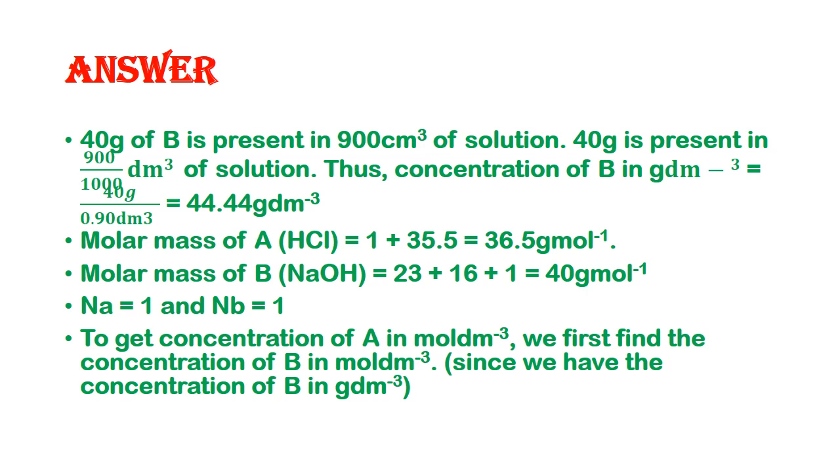So we can calculate the concentration of B in mole per dm cube using: concentration of B in mole per dm cube equals concentration of B in gram per dm cube all over molar mass of B. Do you understand? Okay, we can use that to get the concentration of B in mole per dm cube. Then use that concentration of B in mole per dm cube, like the Cb, to find Ca using CaVa all over CbVb is equal to Na over Nb. This is the pattern of the question.